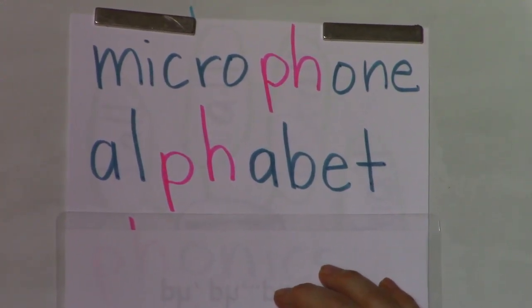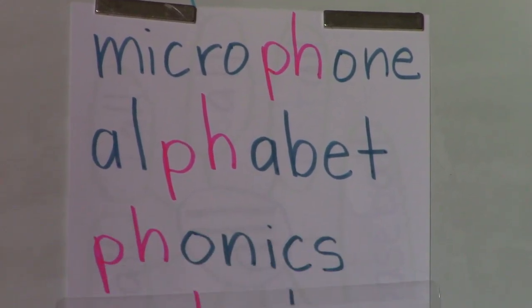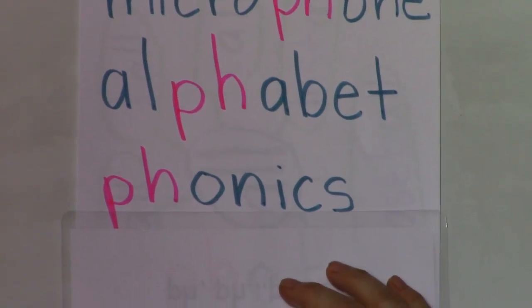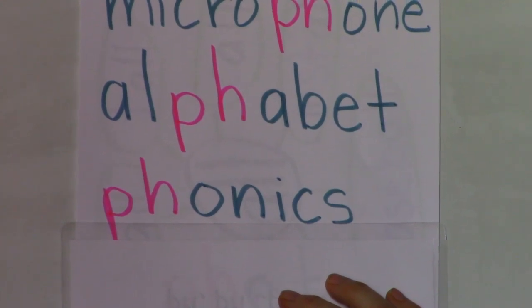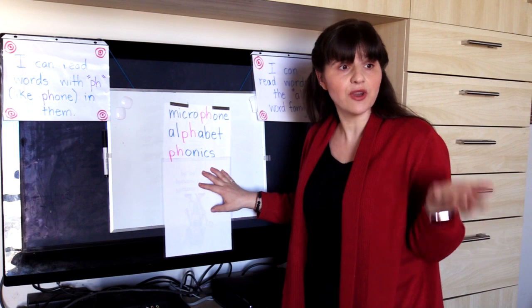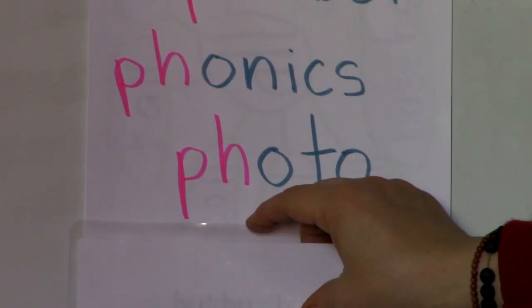Bet. Alphabet, our ABC. Got two more. What do you think that one is? Try to blend it. See if you can say it before I do. Phonics. Okay, when we learn phonics, we learn the sound of things. That's what we're doing right now. We're learning phonics. And the last one is in our story.